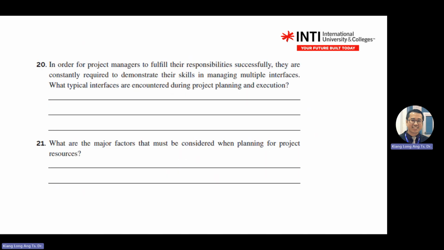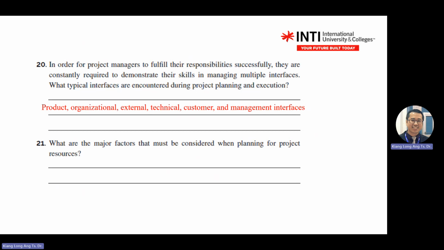Okay. 20, in order to fulfill responsibilities, what are the typical interfaces encountered during project planning and execution? So these are the interfaces. This is not inside my slides, but it's inside the PM book. Product, organization, external, technical, customers, management interface. So this one, there's a detailed elaboration in the PM book.